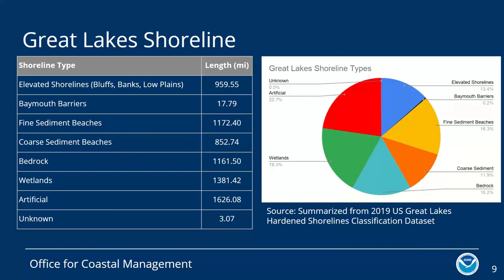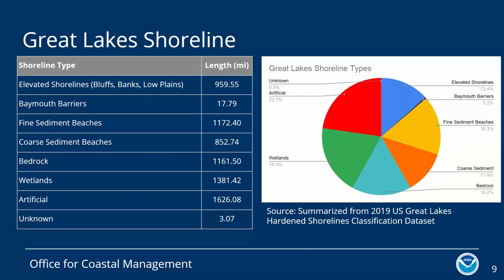So looking at the Great Lakes as a whole and the composition of our shorelines, this is the summarized statistics from the 2019 Great Lakes Hardened Shorelines Classification data set. And you can see that just over one-fifth of the Great Lakes is artificial or hardened. So there's some type of man-made structure there. And so with these high water levels, we've definitely seen an impact to some of these, either being completely washed out or severely impacted and losing their function as a protective boundary.